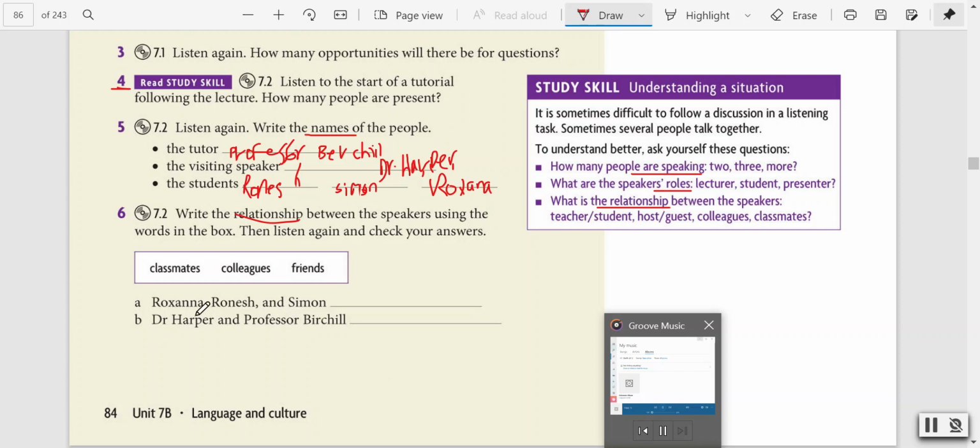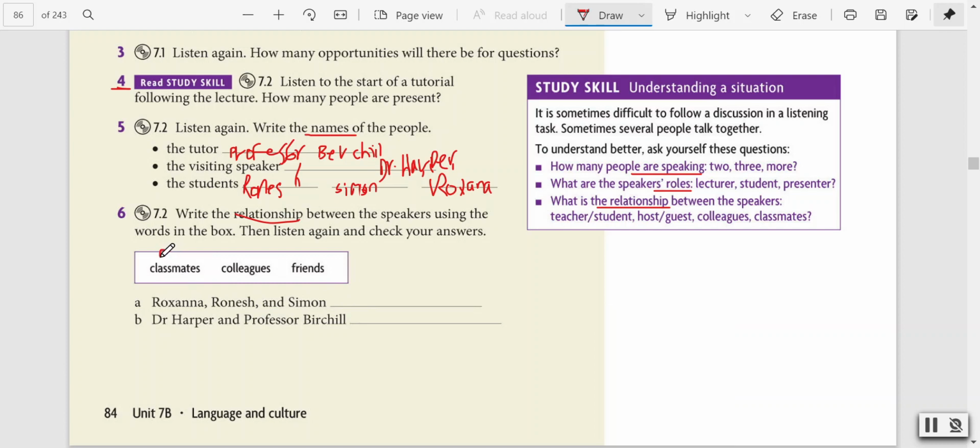Okay, Roxana, Ronesh, and Simon. Okay, the relationship between them. They are classmates, okay? They are classmates. And Dr. Harper and Professor Birchill, they are colleagues. And friend is extra, we don't need it.